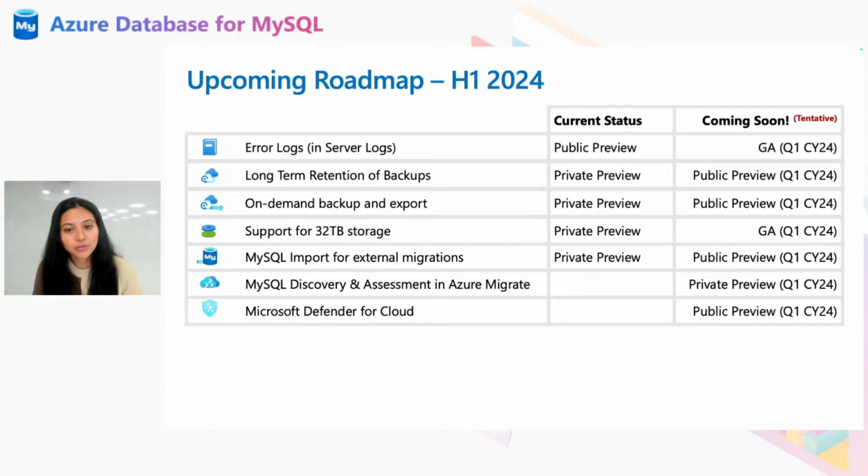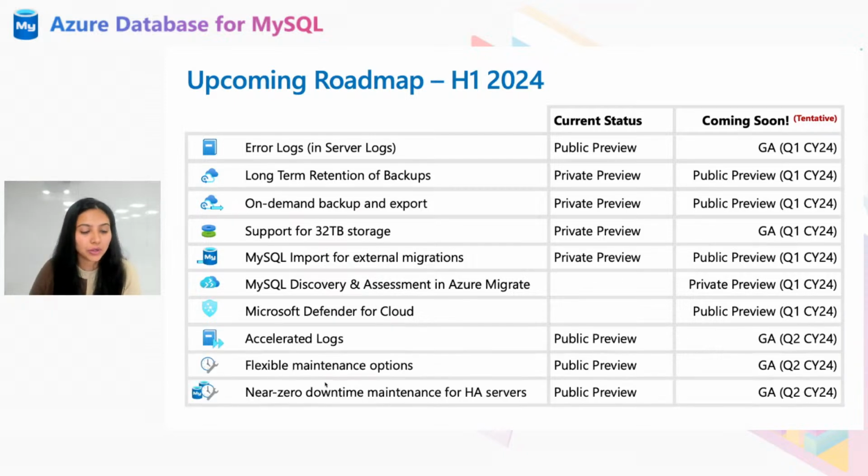And the support for Azure Database for MySQL in Microsoft Defender for Cloud will be in public preview in this quarter as well. And we also have a couple of other features like the accelerated logs, flexible maintenance options, and near zero downtime maintenance for HA-enabled servers, all of which will be going GA in the second quarter of this year. This is a brief roadmap.